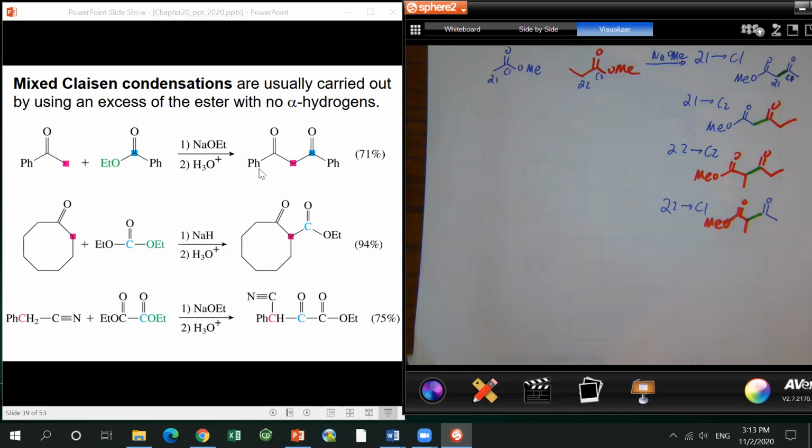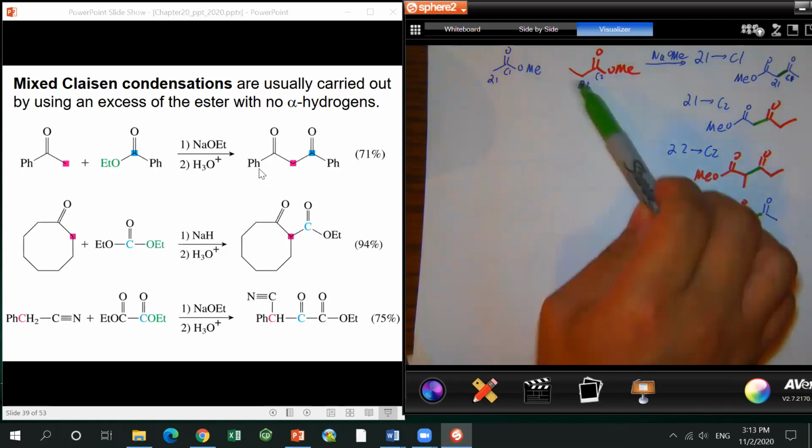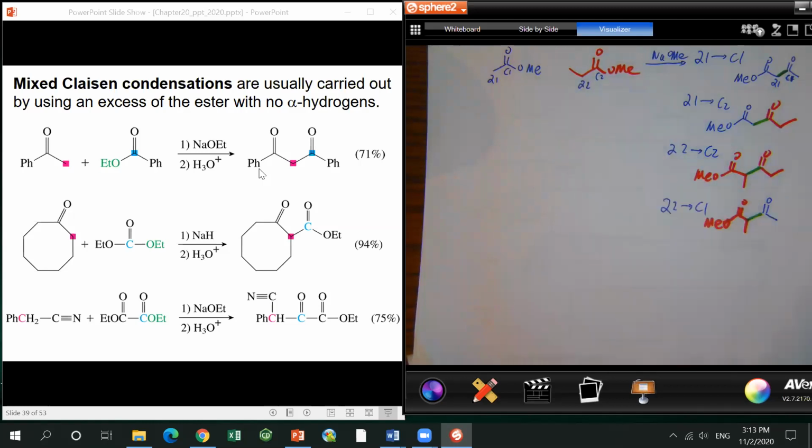But for the exam and quiz, sometimes I do test you on the mixed condensation, where there are 2 alpha carbons and 2 carbonyl carbons. You should be able to draw all the products.